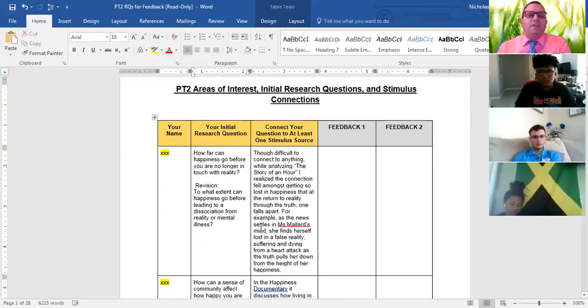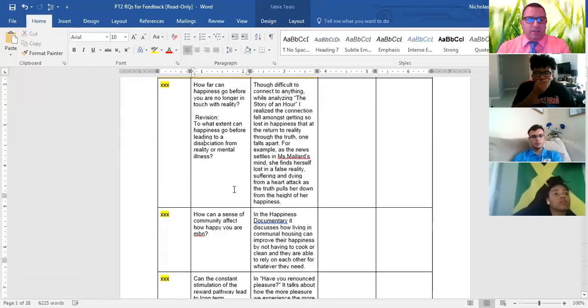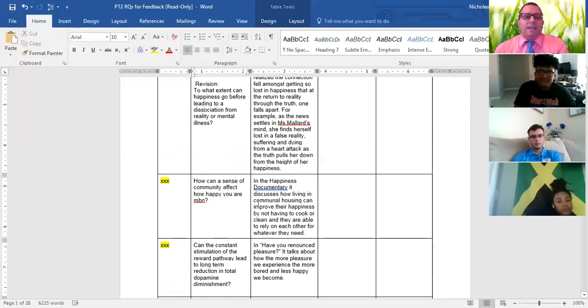And so this is what you need to be asking yourself. You don't have to write this out if you don't want to. I'm not going to force you to do that, but you should be able to explicitly connect your question to one of the stimulus sources, okay? So let's look at another example. How can a sense of community affect how happy you are? And how we connect it is, this person said, in the happiness documentary, it discusses how living in communal housing can improve their happiness by not having to cook or clean, and they're able to rely on each other for whatever they need. Again, an explicit connection, okay?